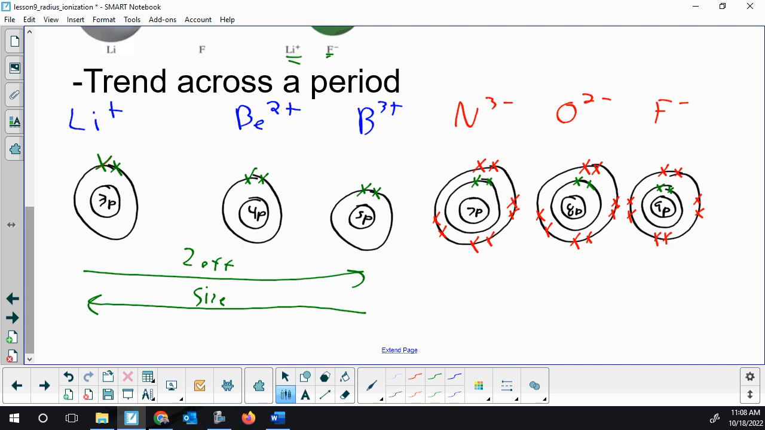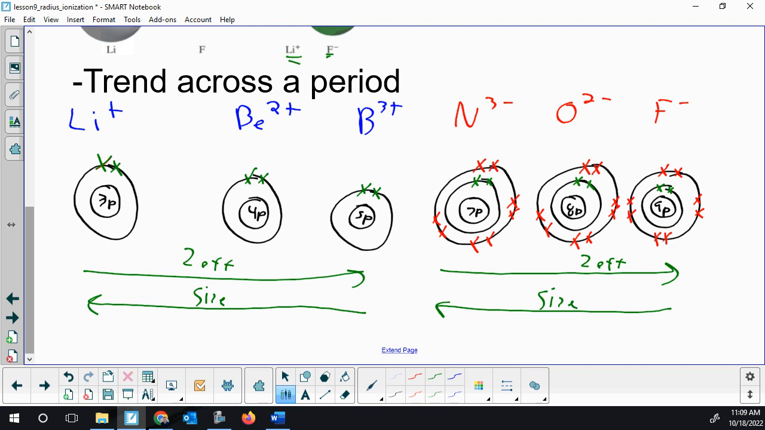Z effective is continuing to increase, okay? But we're in a bigger energy level. So what does that do to size? We have 3 isoelectronic anions. So that's going to cause them to shrink as we go to the right. So the largest is on the left.